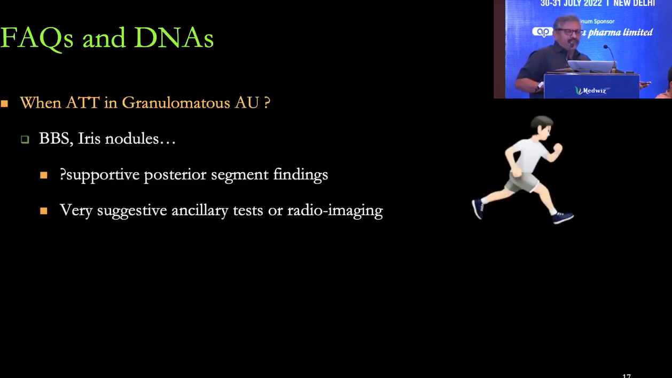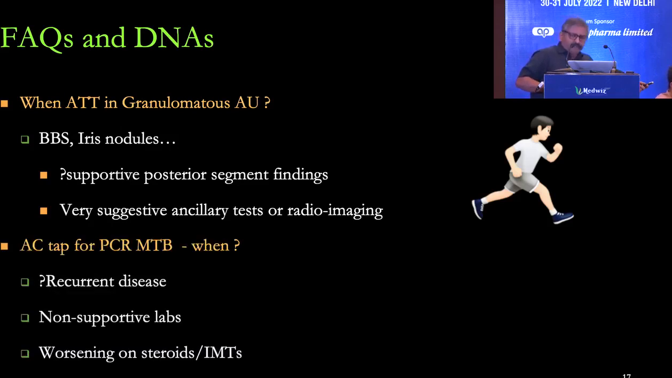So when do we start ATT? We used to be running away, not anymore. We know that with broad-based synechiae and iris nodules, if it is recurrent or if ancillary tests are very suggestive, and if there are some clues in radio imaging, you can start ATT. But especially if it's a recurrent disease with non-supportive lab tests, then maybe you can think of intraocular specimen evaluation.